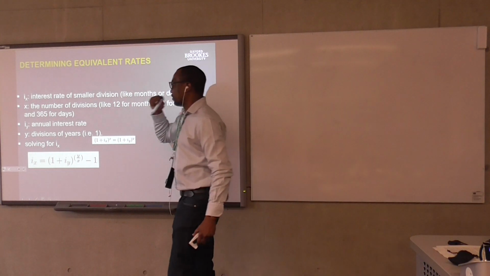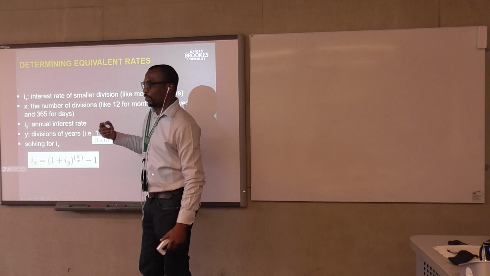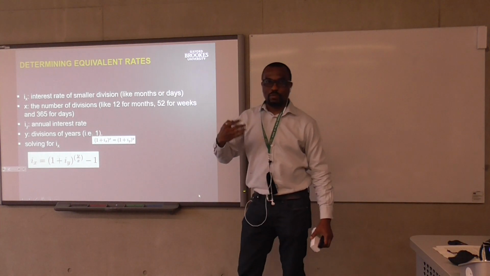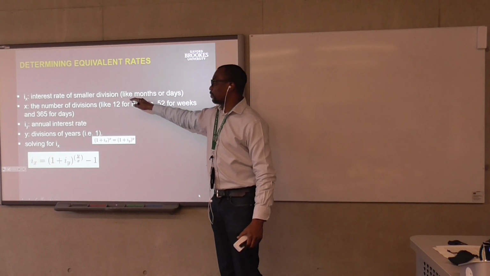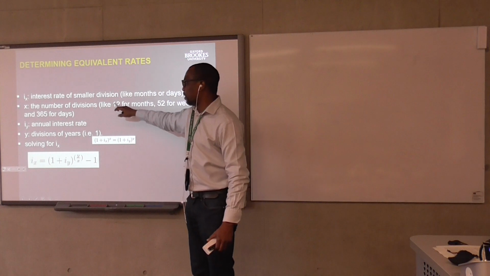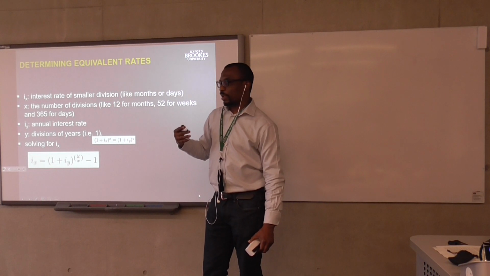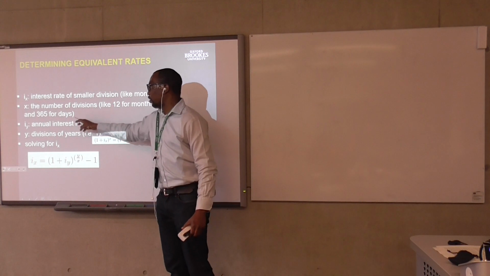So what happens is that, maybe you wanted to pay the bank. You wanted to pay the interest in smaller divisions. You wanted to pay on a weekly basis, right? Which is what we have here, i of x, where x is the number of divisions. It could also be that you were paying in months. In paying the bank, you could have paid in weeks, you could have paid in months. And this is the annual interest rate.